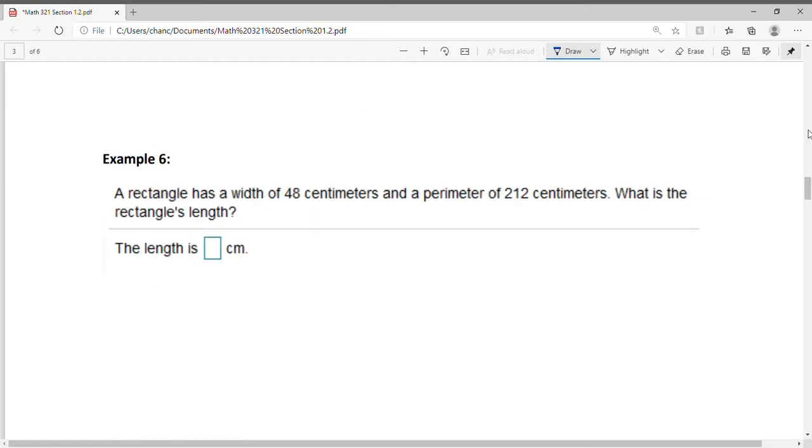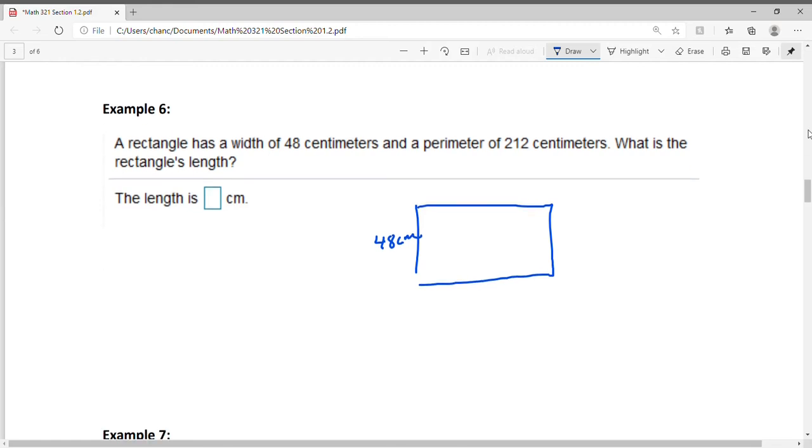In example 6, a rectangle has a width of 48 centimeters. So let's draw a picture so we can interpret this question. And a perimeter of 212 centimeters. What is the rectangle's length? Well, the perimeter of a rectangle is going to be 2L plus 2W. Now I know the width is 48, so I can plug that into the formula. We don't know what the length is, but I do know the width is 48.